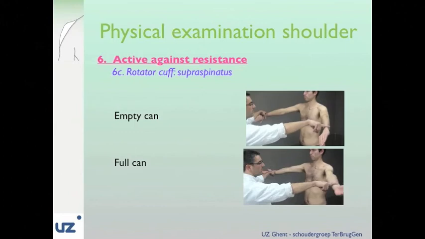Evaluation of the separate rotator cuff muscles can be hard because no test can completely isolate the muscles. This is particularly true for the evaluation of the supraspinatus. Supraspinatus is tested during active motion against resistance at 90 degrees of abduction in the scapular plane. During the full can test, the arm is externally rotated, and during the empty can, internally rotated.